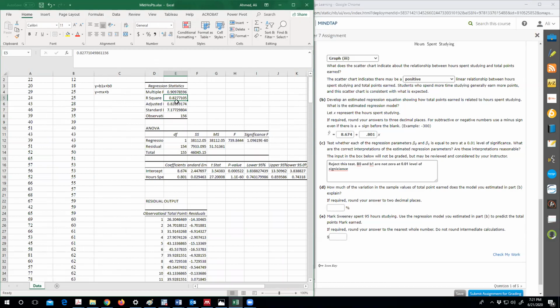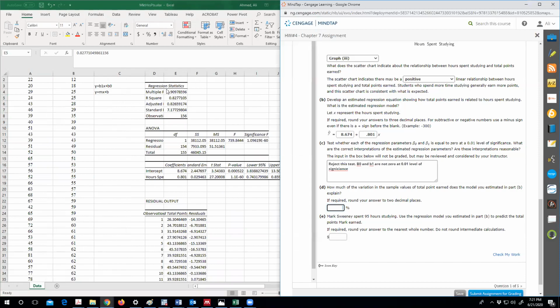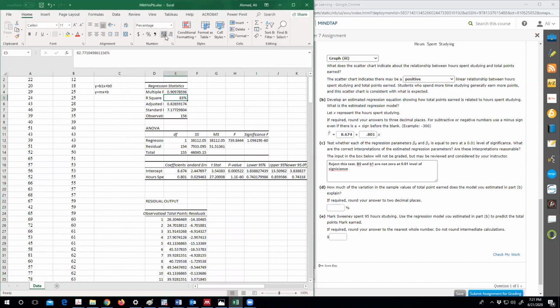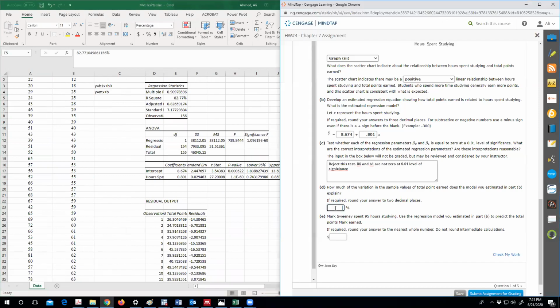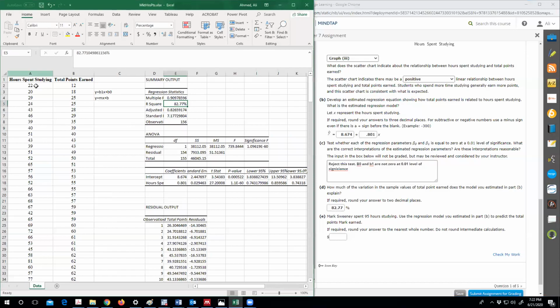So the model explains almost 82%. So 0.82 is explained by this model. They're asking us for a percentage, so we can make it a percent, and then make it 2 decimal places. So this is 82.77. The R square is the variation explained in the model. R square is the total variation explained by the independent variable. If there is only one variable, we say this is explained by only this one variable.